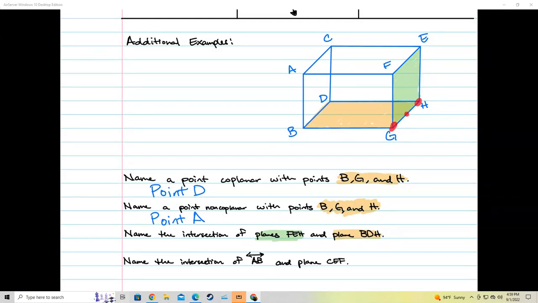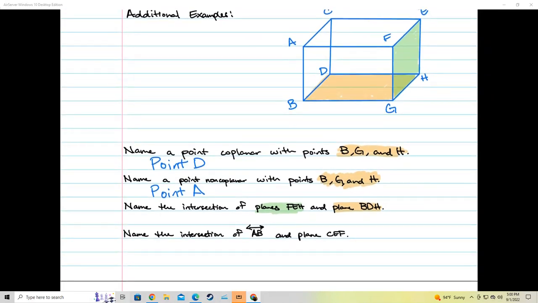But it's also this point right here, and this point right here, and this point right here, and this point right here. And remember that we said earlier that two planes intersect at a line. So because it intersects at a line, I've got to continue this because these planes extend forever. So they actually are intersecting on this line right here, GH. I'm going to say planes FEH and BDH intersect at line GH.